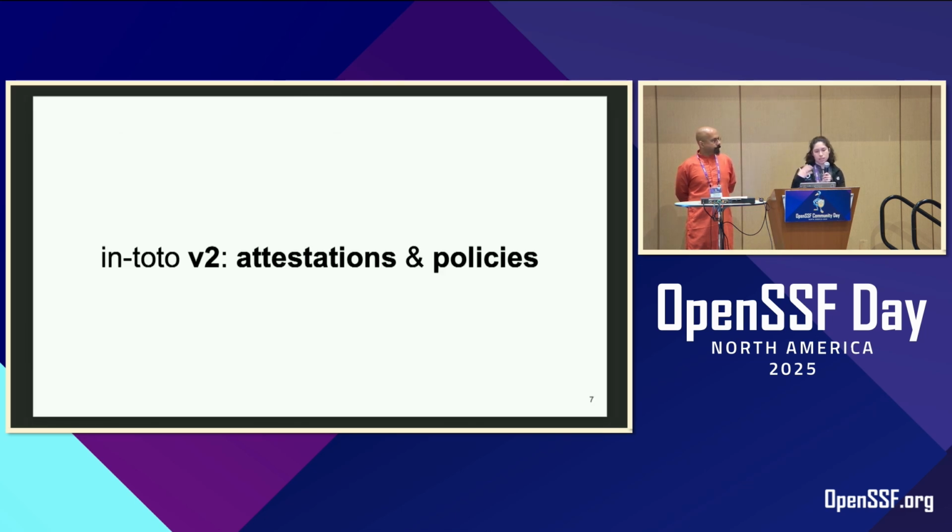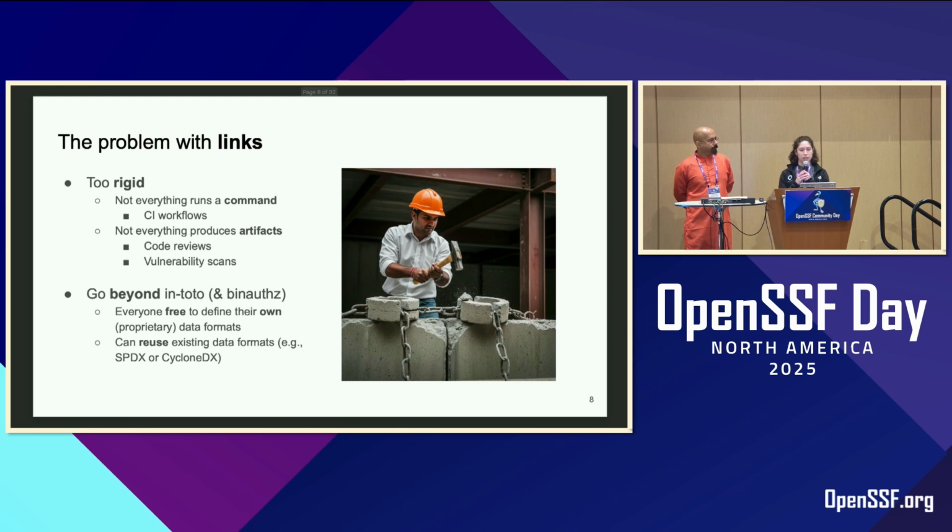So at this point, we're talking about In-toto V2, where we have attestations and policies. And so why? We wanted to address some common problems with links to begin with. Links were considered relatively rigid because they always expected a command to be run as part of a step, even though things like CI workflows may not necessarily do that.